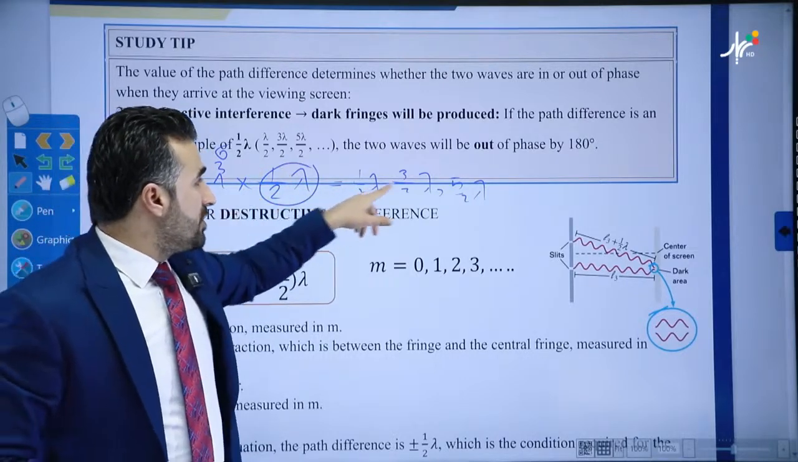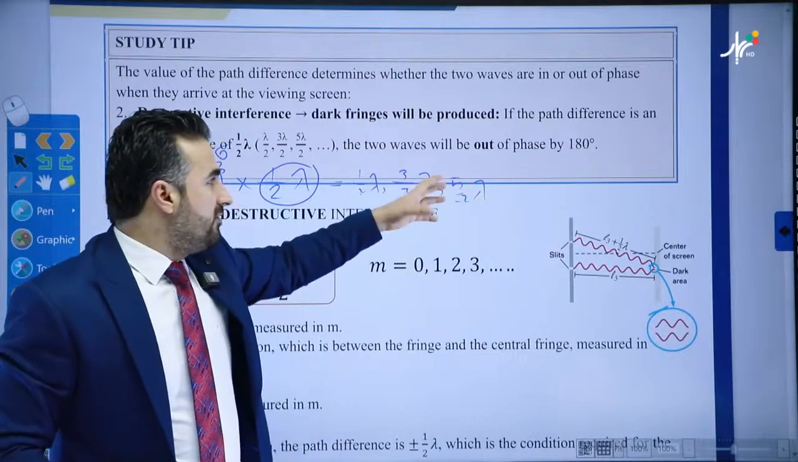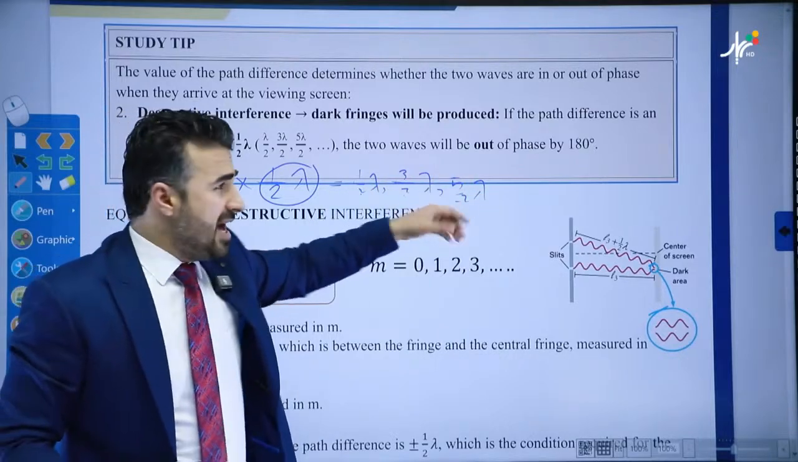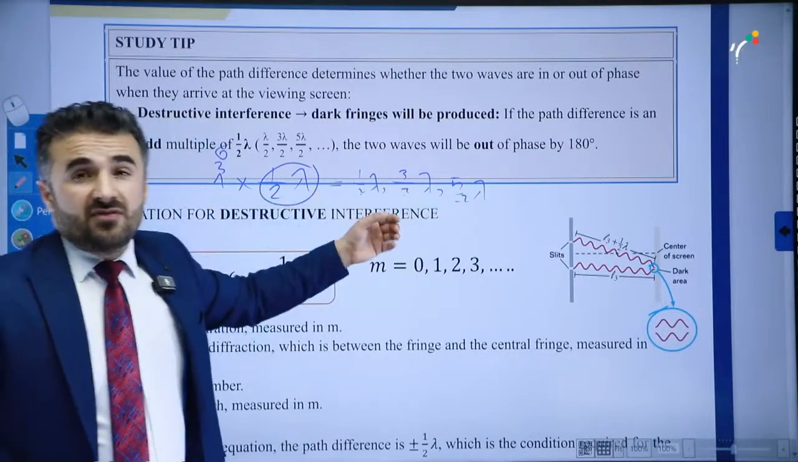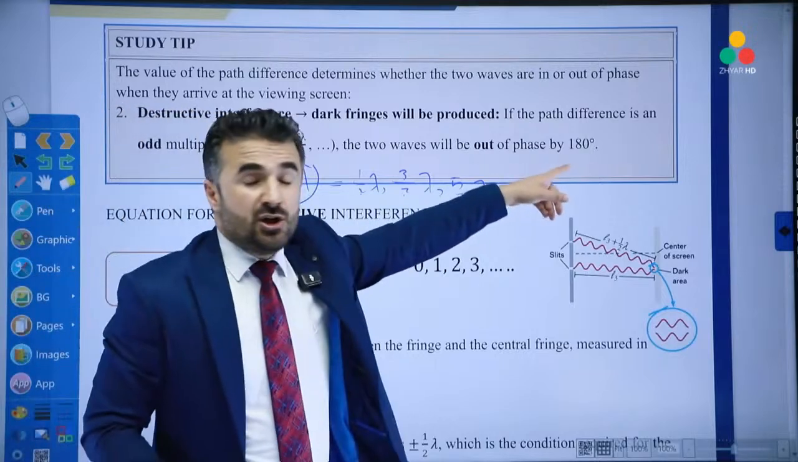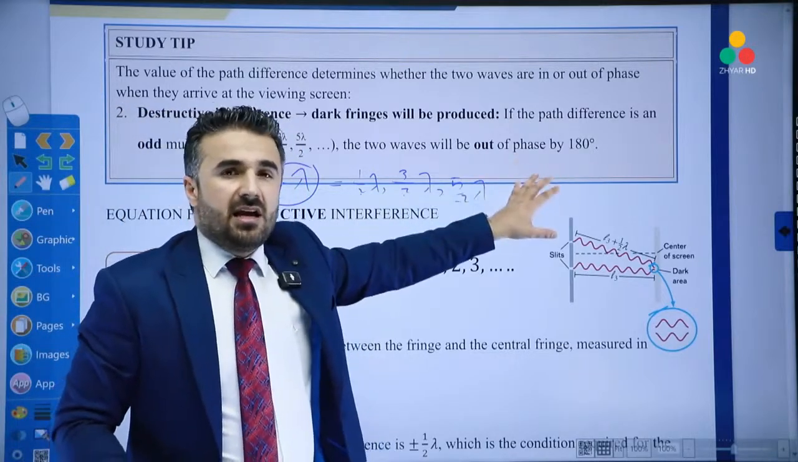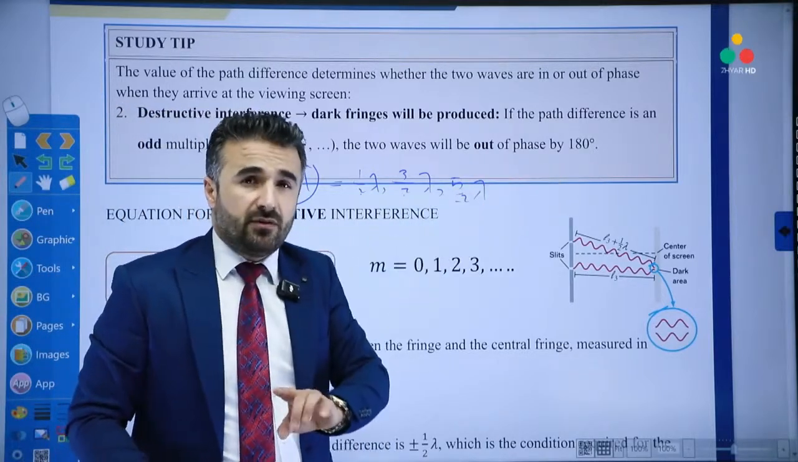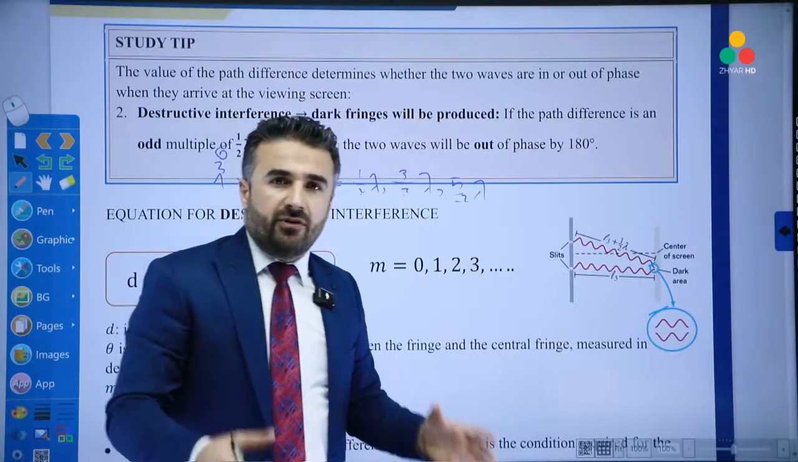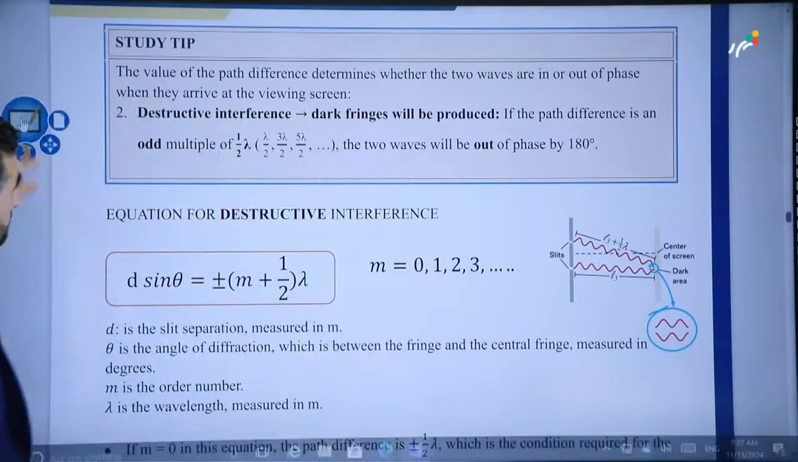Once you do this, you get an odd number of half wavelengths, not a complete wavelength. If that is the case, then when the two waves arrive on the screen, they will be out of phase by 180 degrees, and they will interfere destructively. We will get a dark fringe on the screen.